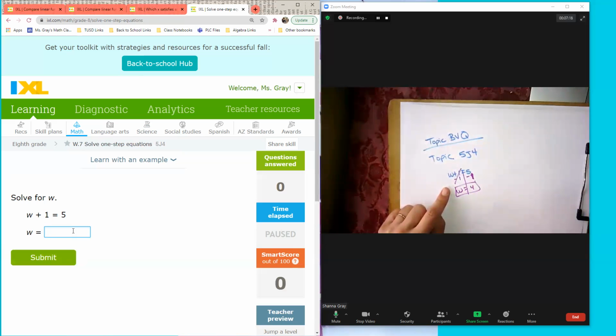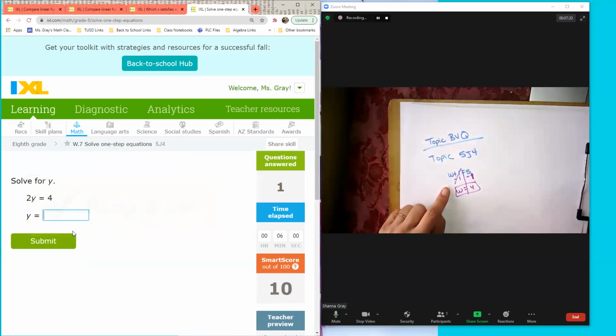So these can be handled with mental math, but they also are kind of the first part of the steps that we start talking about. So 2y equals 4. So if I divide both sides by 2, I end up with y equals 2.